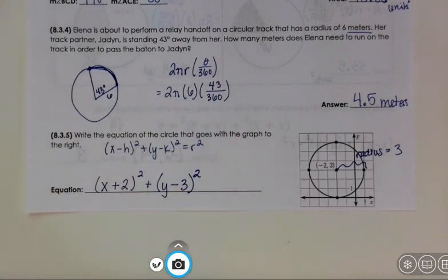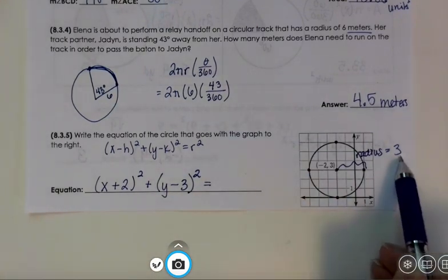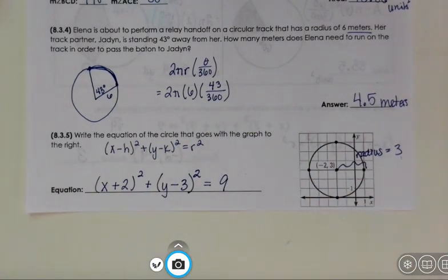That is being squared. And then it's going to equal whatever my radius is squared. 3 squared is 9, so it equals 9. And we have our equation. Hopefully that helps with some of the 3.0s.